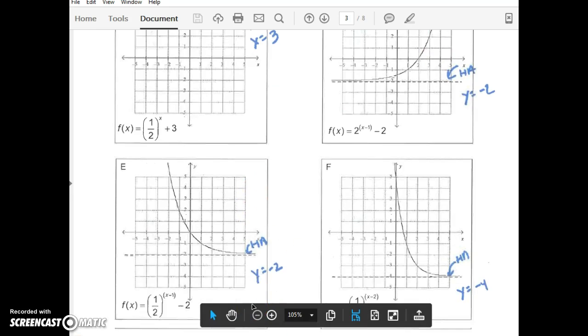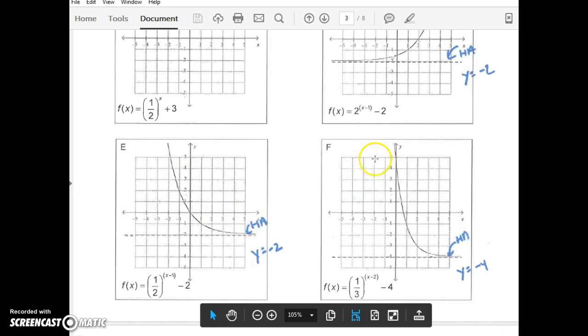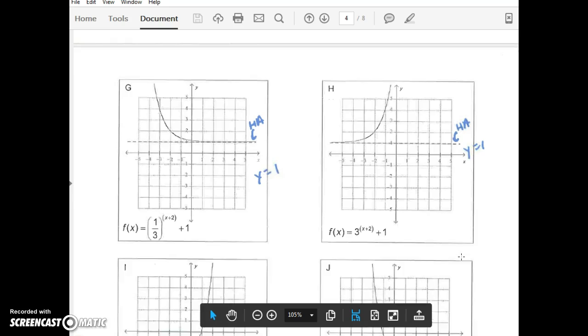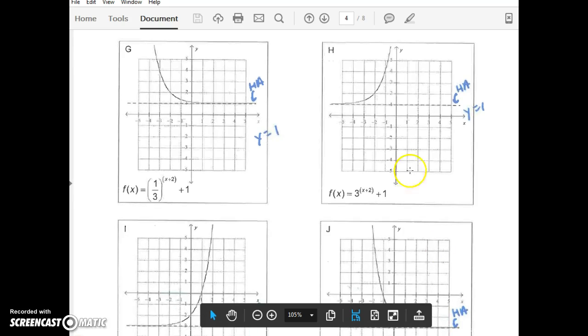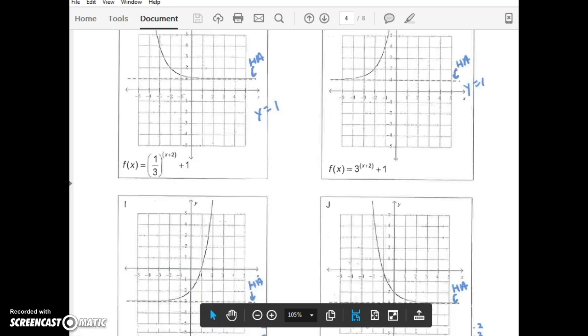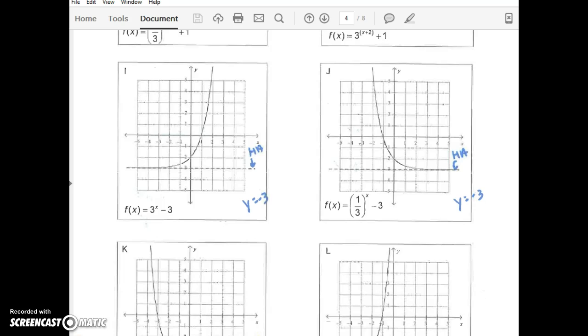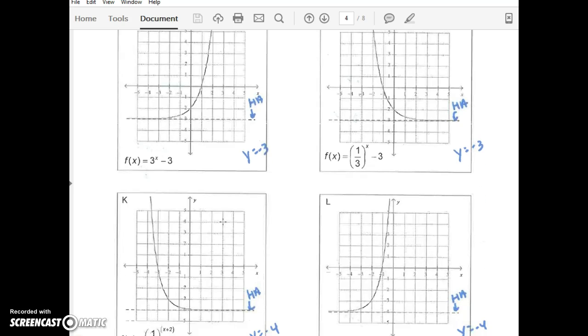E would be a decrease, as would F. And G. H and I are both increases as they're moving up as we go from left to right. Again, it's always from left to right, so keep that in mind. And J and K would be decreases, and L would be an increase.